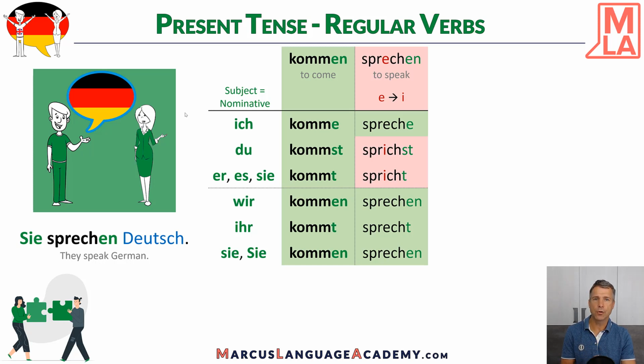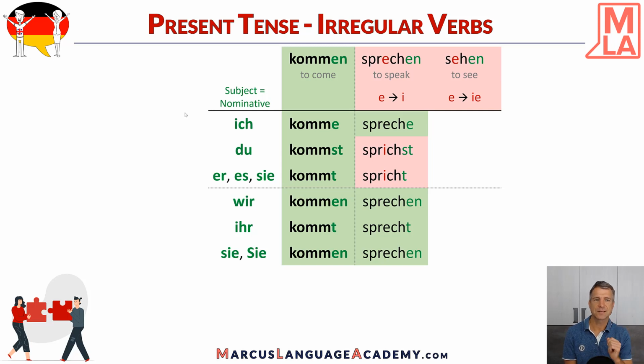And when we talk in a formal way, Sie sprechen Deutsch, you speak German, or if you speak to several people in the formal way, you would also say Sie sprechen Deutsch. So you see, just second person and third person in singular is irregular, okay? The rest is regular, okay? Remember this. But there's a different group of irregular verbs in German.